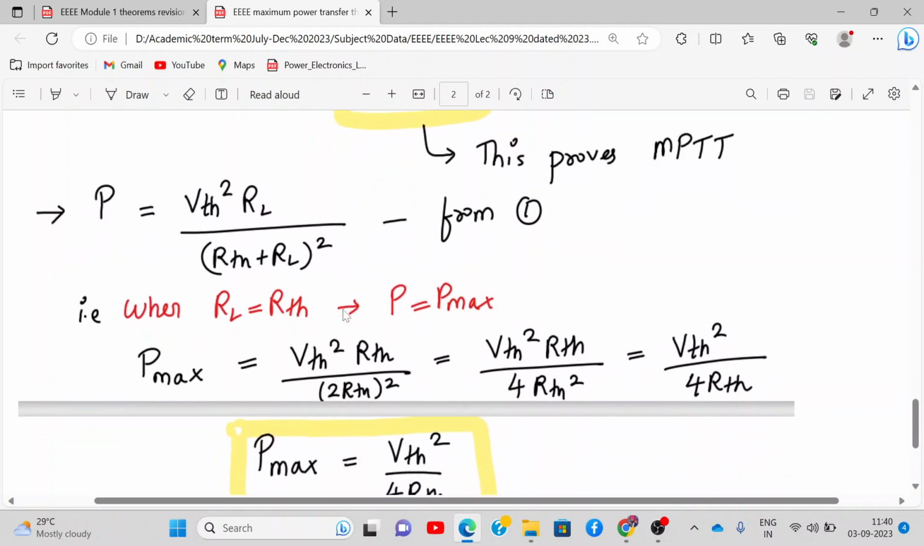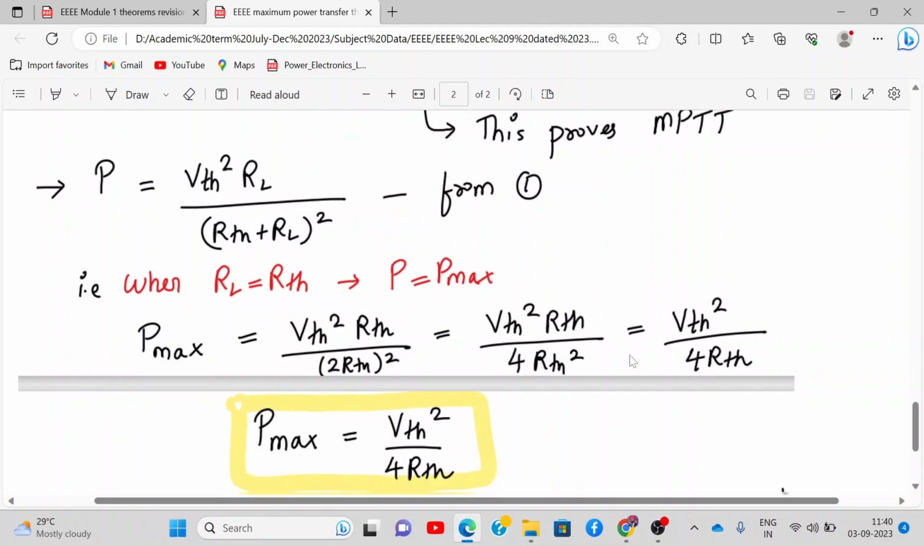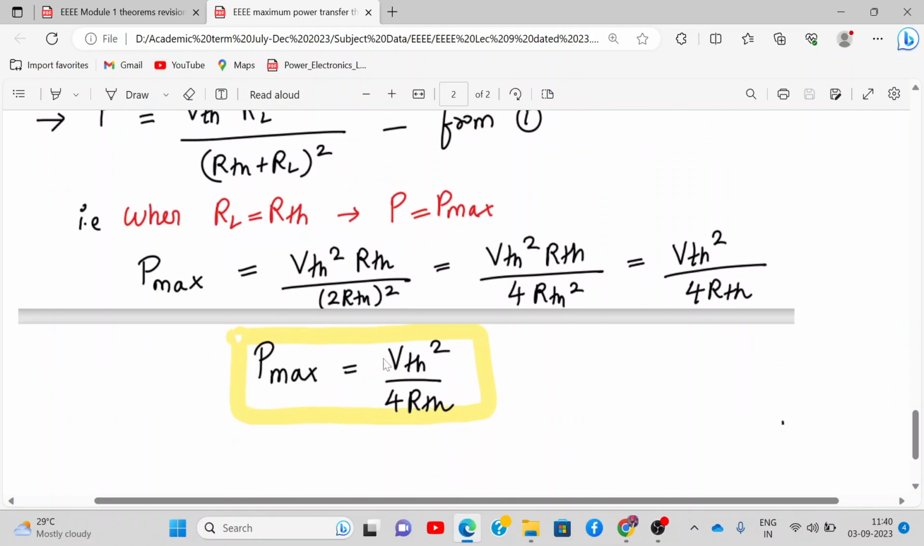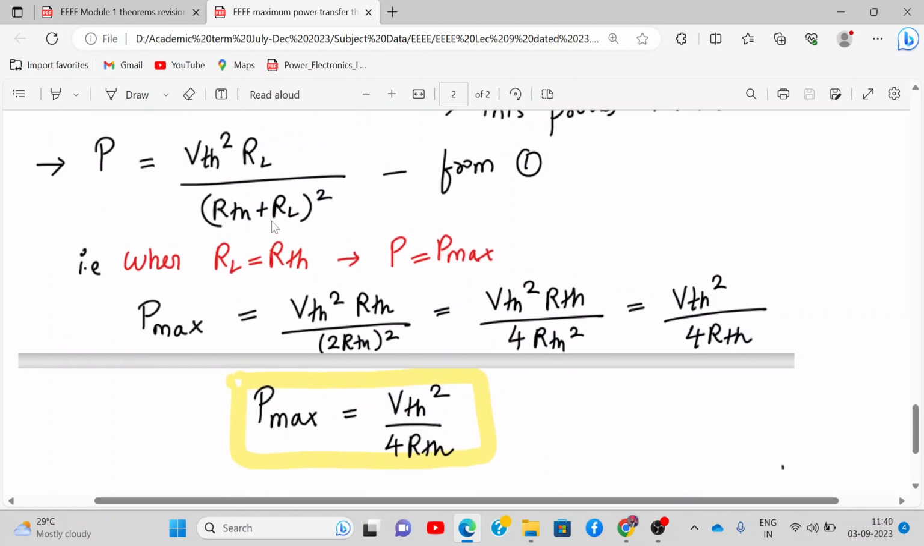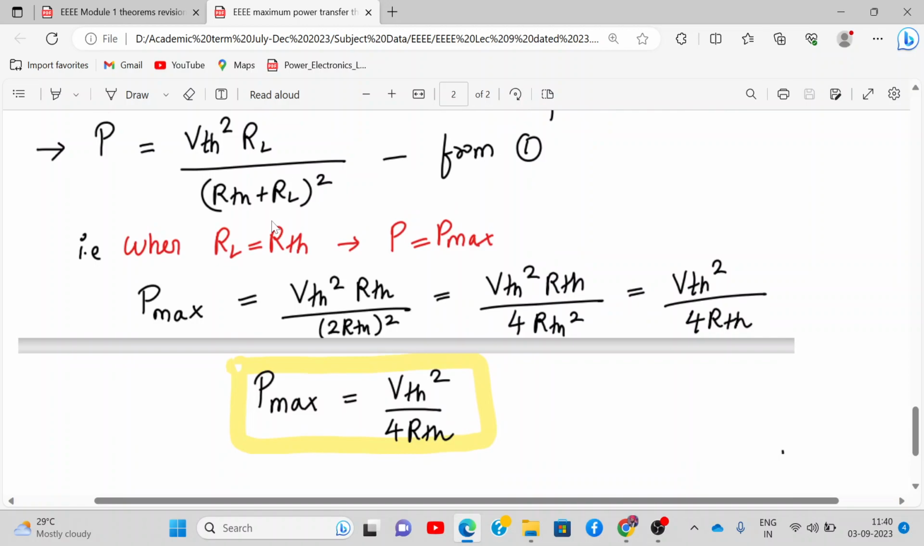Now, in this we substitute RL equal to Rth. So we can write power is equal to Pmax, and Pmax will be Vth square into Rth upon twice Rth square. If you work it out further, you will get this expression: Pmax is Vth square upon 4 Rth. And that is what we have written over here. So this is the theory behind the maximum power transfer theorem.